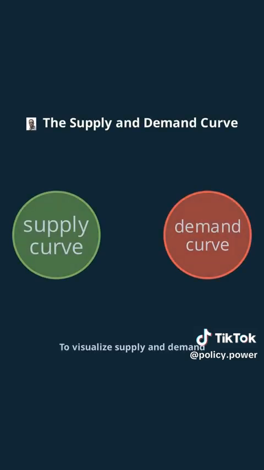To visualize supply and demand, economists use curves on a graph. The demand curve slopes downward, showing that lower prices lead to higher demand. The supply curve slopes upward, indicating that higher prices encourage more supply. Where these two curves meet is the equilibrium point, the market's sweet spot. This intersection represents the price and quantity where buyers and sellers agree. Graphs make it easier to see how shifts in supply or demand can impact the market.